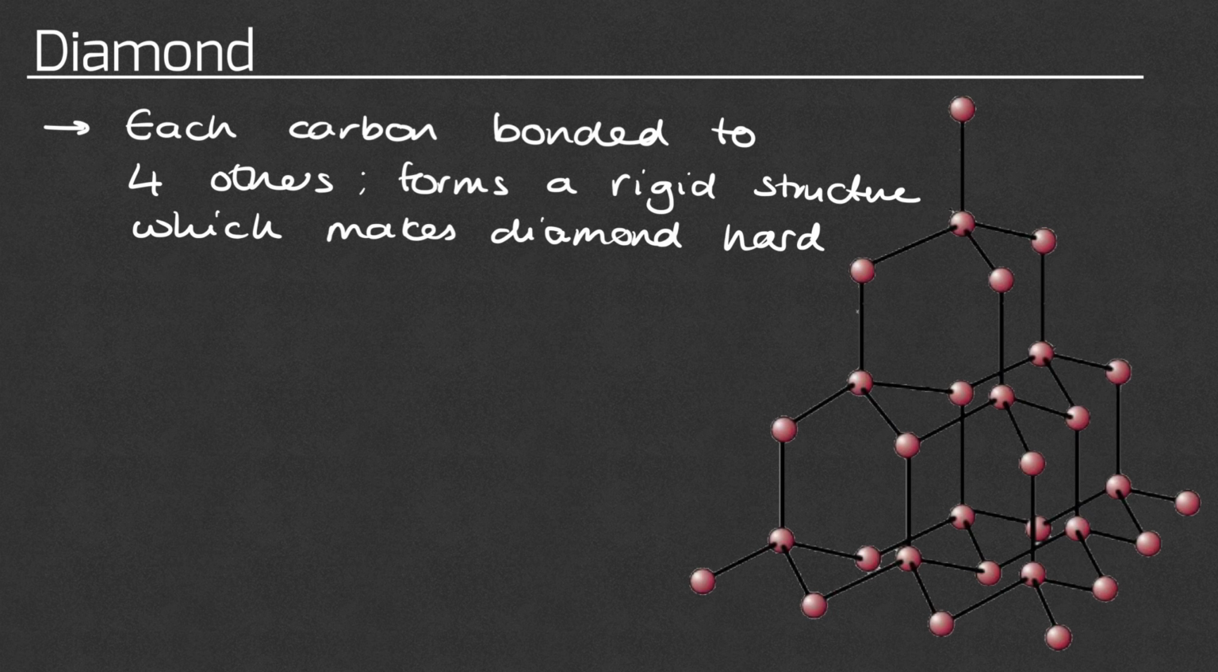In diamond, each carbon is bonded to 4 other carbons. This forms a rigid structure which makes diamond very hard. If you wanted to break the structure, you'd have to break the covalent bonds.